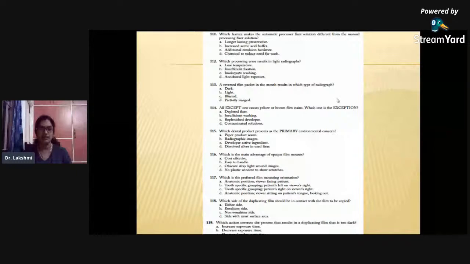So the 117th question, which is the preferred film mounting orientation? Easy to say which side is the area of interest. Okay. So 118, which side of the duplicating film should be in contact with the film to be copied? That is B. Emulsion side should be on the duplicating film. So 119, which action corrects the process that results in a duplicating film that is too dark? Option will be A, that is increased exposure time.